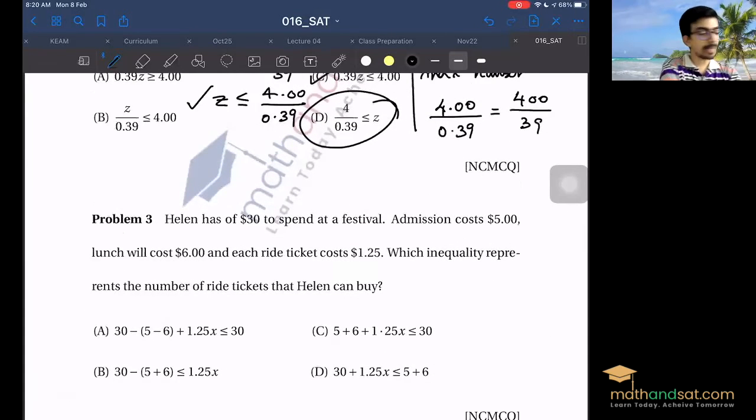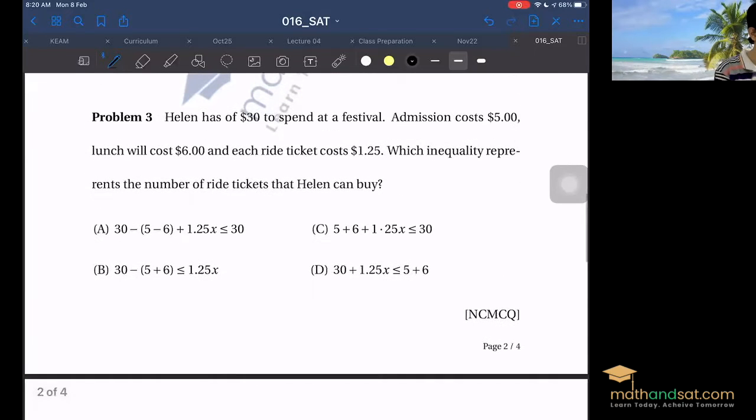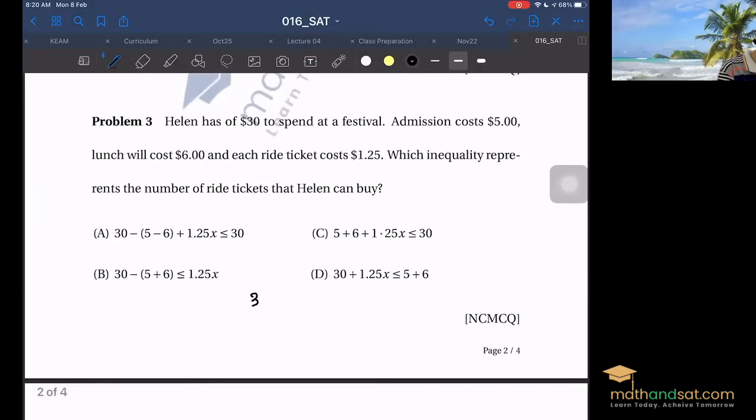Again, these are typical SAT problems, okay? Helen has $30 to spend at the festival. Admission costs $5, lunch will cost $6, and each ride ticket costs $1.25. Which inequality represents the number of ride tickets that Helen can buy? Okay, so she has $30 to spend. Okay, and how will this go?